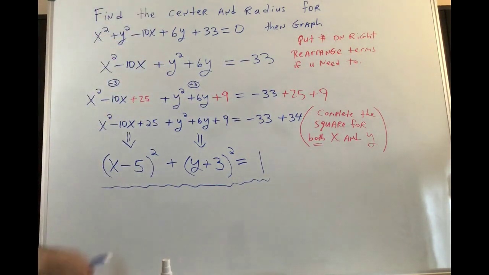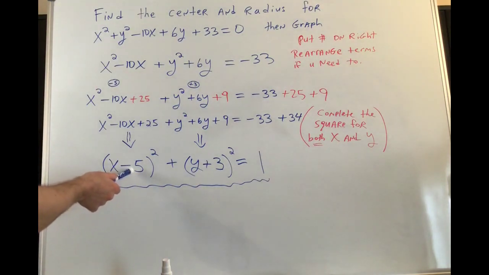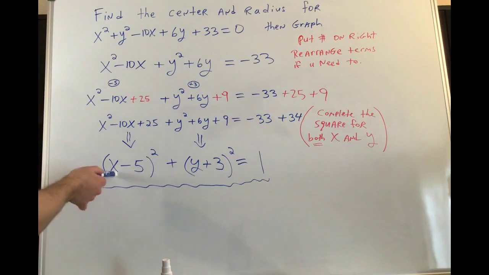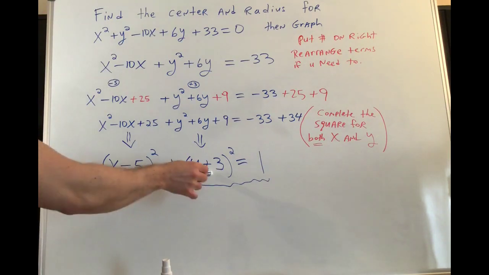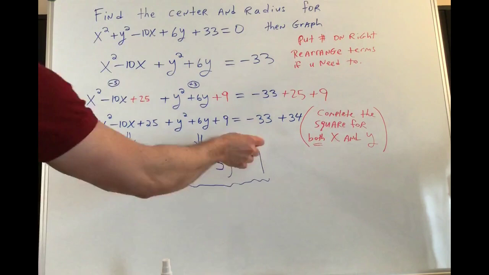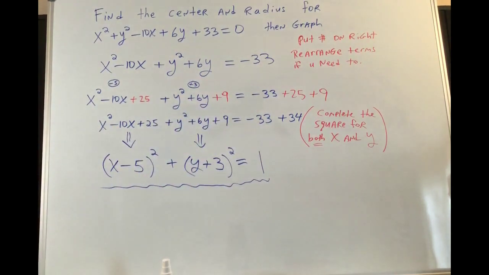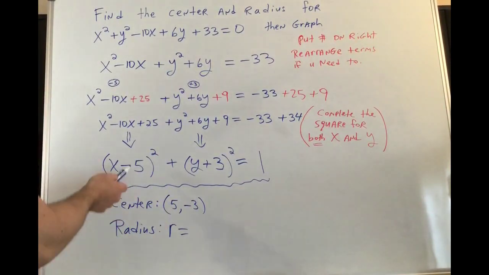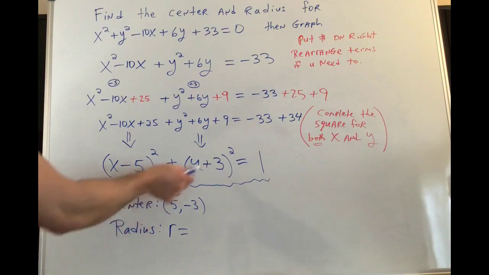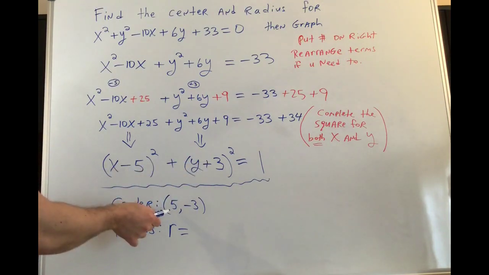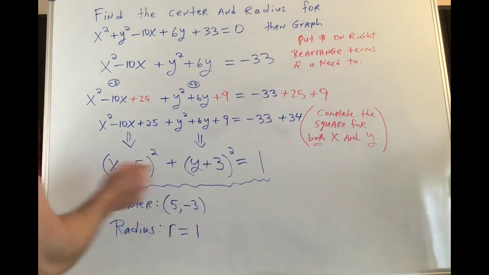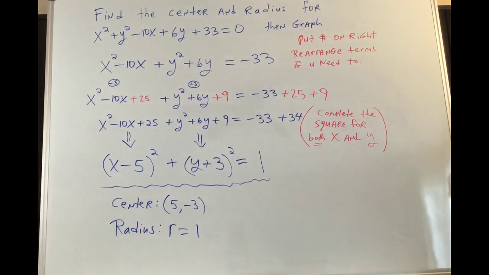So then I'm here. Now, my center: switch. It's going to be 5, right? X is 5. Y is negative 3. And then the radius, I don't know what the square root of 1 is. All right, so I went and checked on a calculator because I couldn't figure it out. Anyway, center, switch. Negative 5 becomes plus 5. Positive 3 becomes negative 3. The radius is the square root of 1, which is 1. 1 times 1 is 1, right?